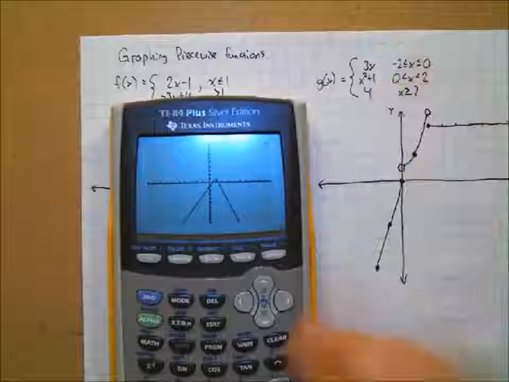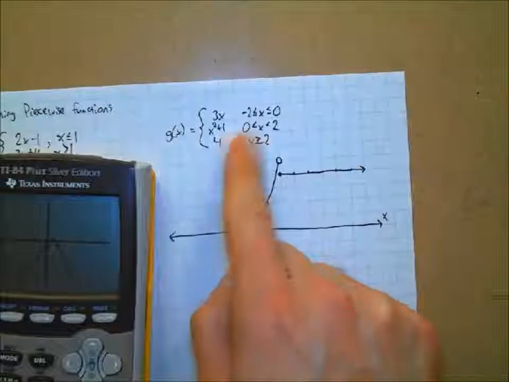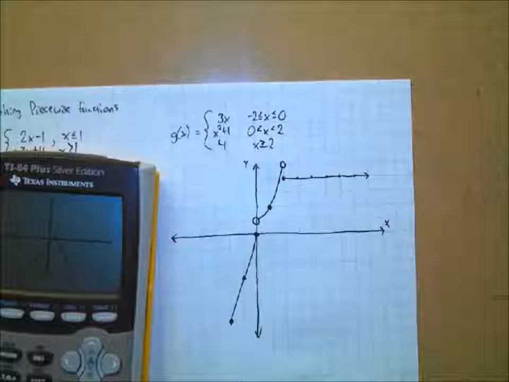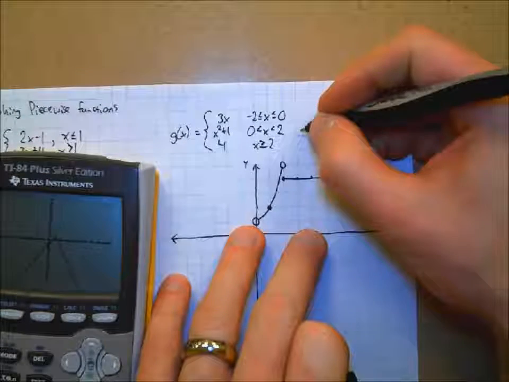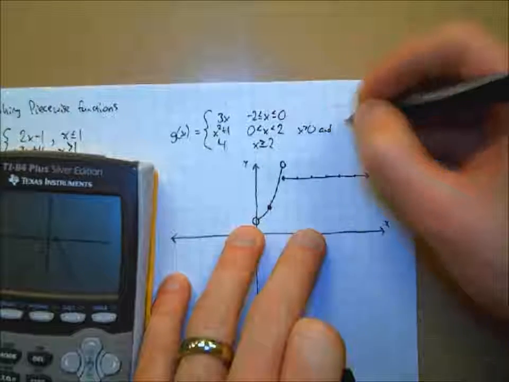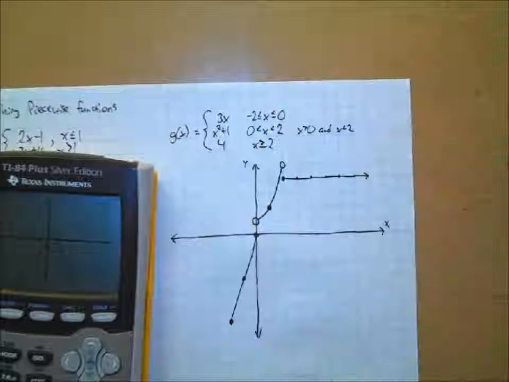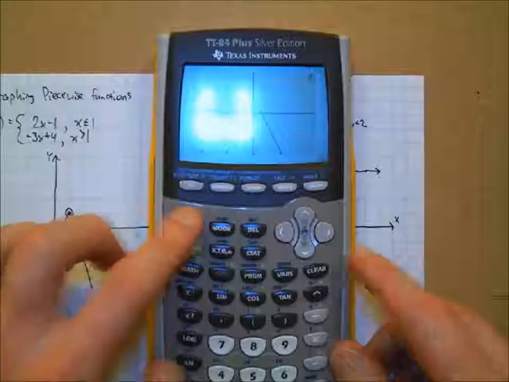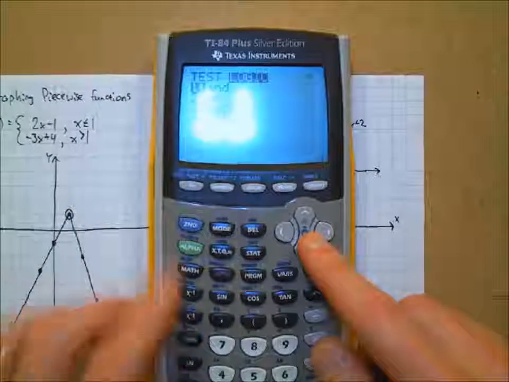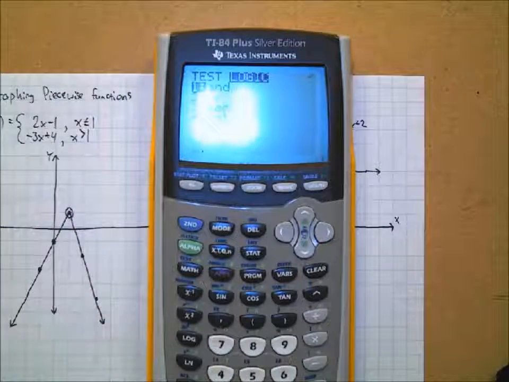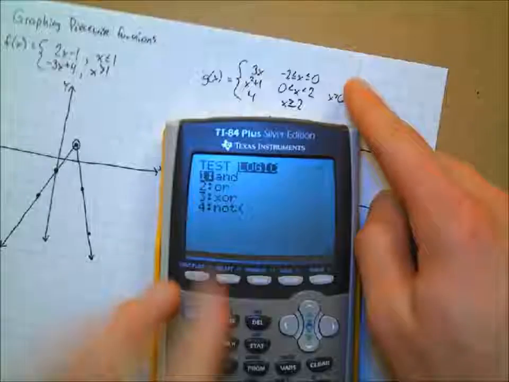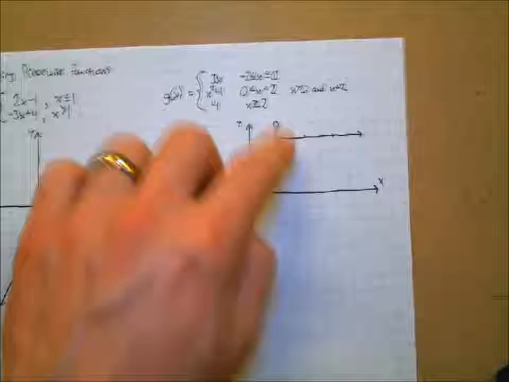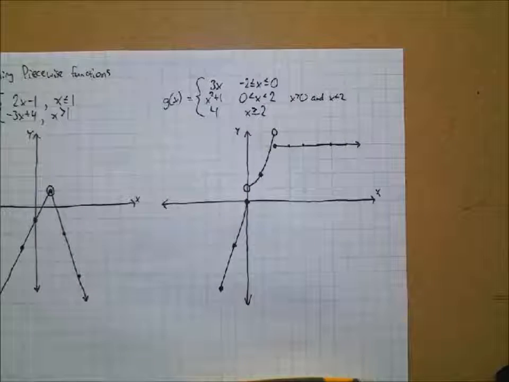If you want to do something like g of x, it's a little bit trickier when you have these compound inequalities. You can't write it in like this. You have to use x greater than 0 and x less than 2, and I think that will work. The and is located, I think, also in the test menu under logic. So you have to do the inequality x greater than 0 and x less than 2. And I think then that would allow you to graph the piecewise function you see right there. But I'll check on that.